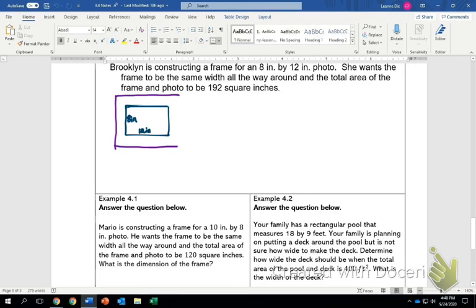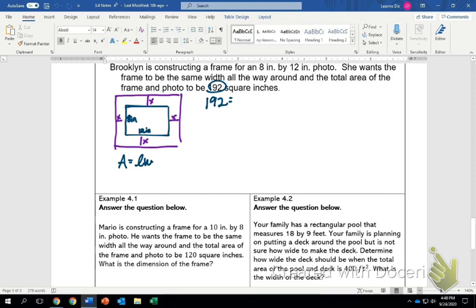I need a border or a frame that goes all the way around it that is the same width on each side. And so this is going to be, since I don't know how wide it is, my X. And so if I look at the very end, it says that my total area is going to be 192 square inches. And it's nice that they told me that because I now know what formula I need to use. I need to use area equals length times width, where area is my 192, and then my length is going to be everything across my photo, including my frame width, which I don't know.